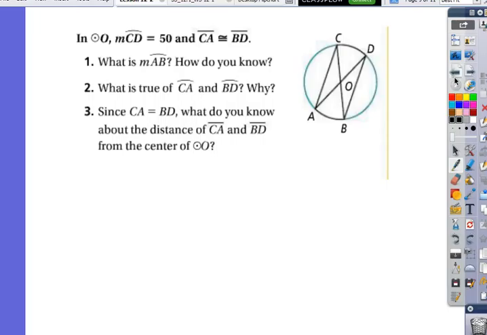Eli, Anna says that AB was congruent to CD. Why do you think she said that? Taylor, what do you think? The triangles are going to be congruent, so they'll be congruent arcs. I don't see a triangle. It says in the problem that CA is congruent to BD. Line CA is congruent to line BD, so the arcs AB and CD are equal.